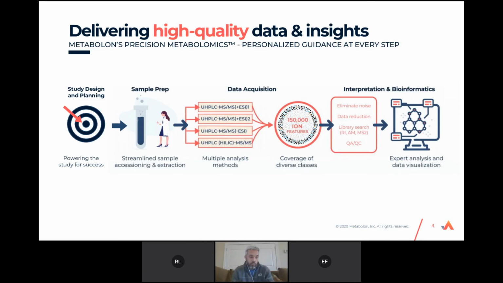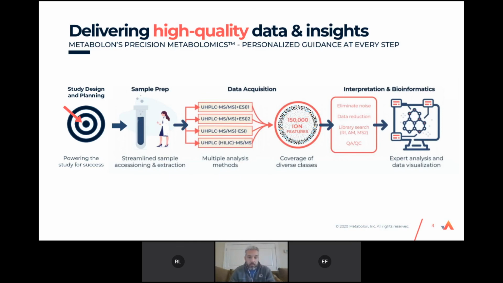Now, really the hard part is what comes next, right? This is going to produce hundreds of thousands of ion features per sample, right? So the trick, when you're looking at metabolomics data, is can you distill that? Can you eliminate all the noise, reduce the data, and switch it from an ion-centric approach, which is just looking at ion features, to a chemocentric approach, which is actually attributing those ion features to a specific metabolite. And that's what we do at Metabolon.